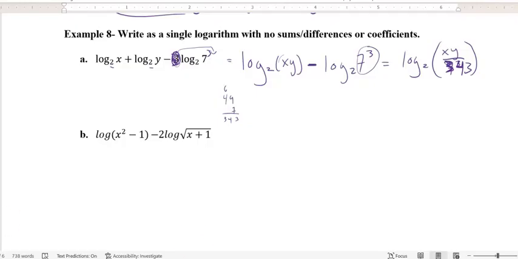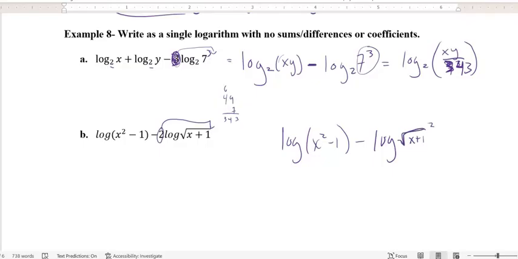All right. Take a second and try this next one. See if you can get it. Pause the video, give it a try. First thing I'll do is bring this 2 up here. So I got the log of x squared minus 1 minus the log of the square root of x plus 1, which we typically would write as a to the 1/2 power, right? We work with logs and exponents, not roots, so we can write this root as an exponent.